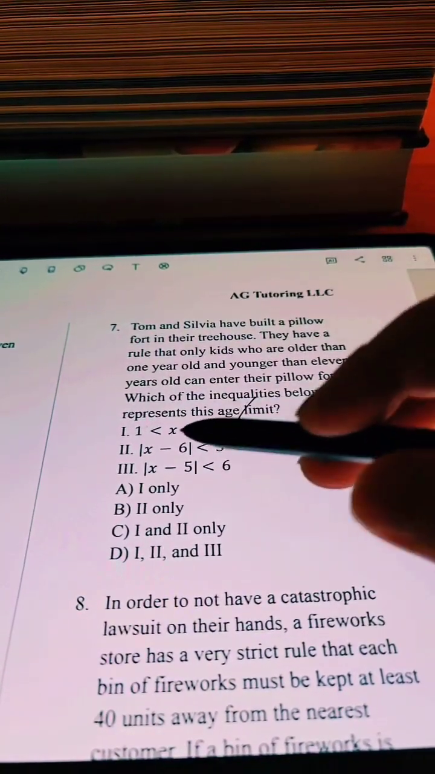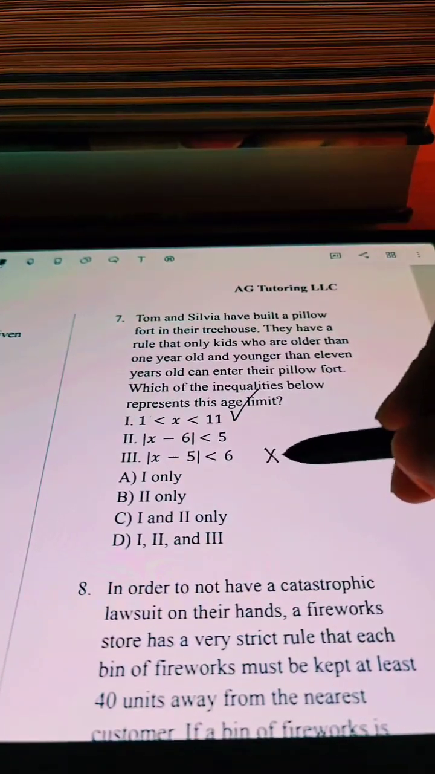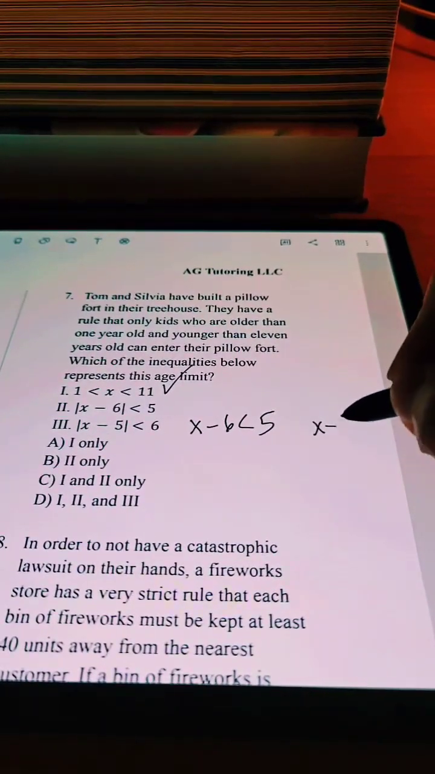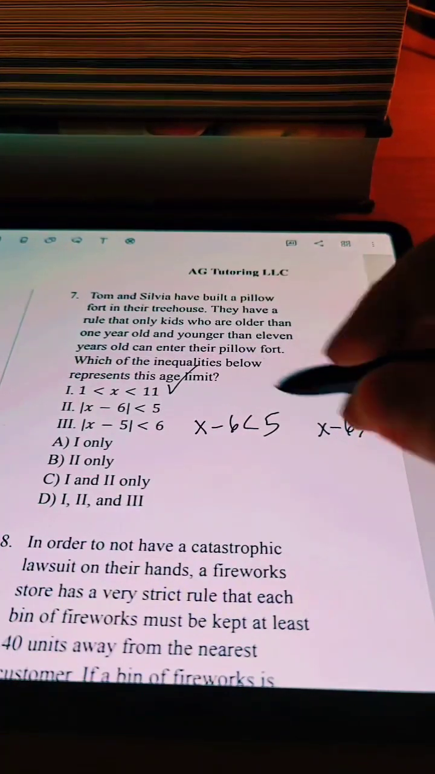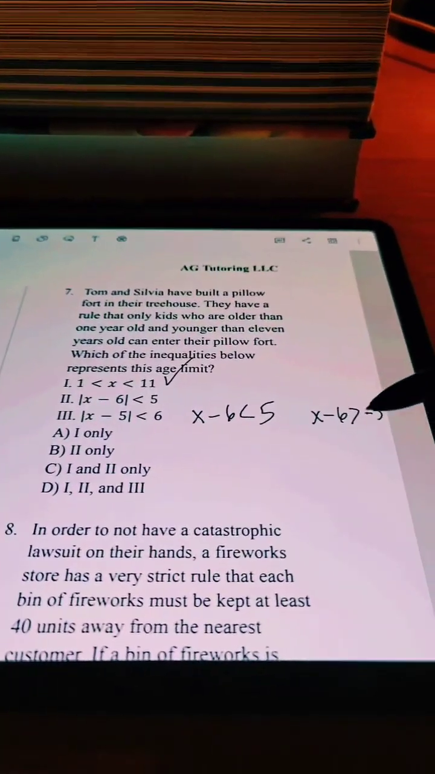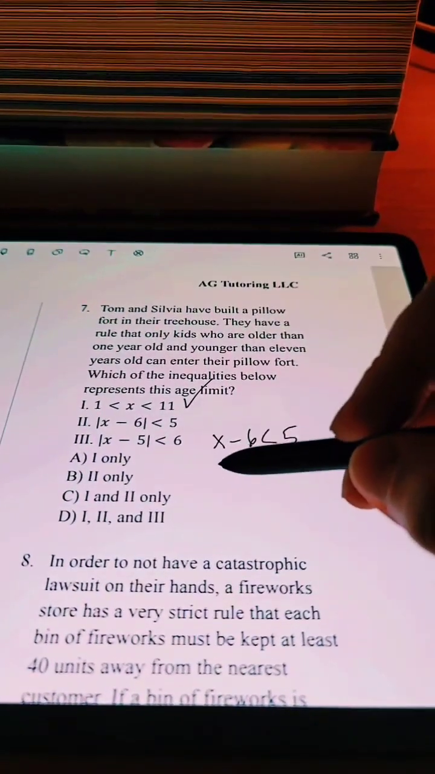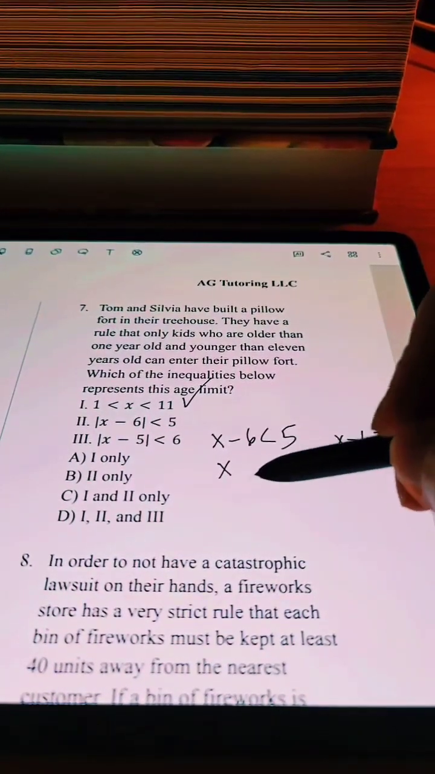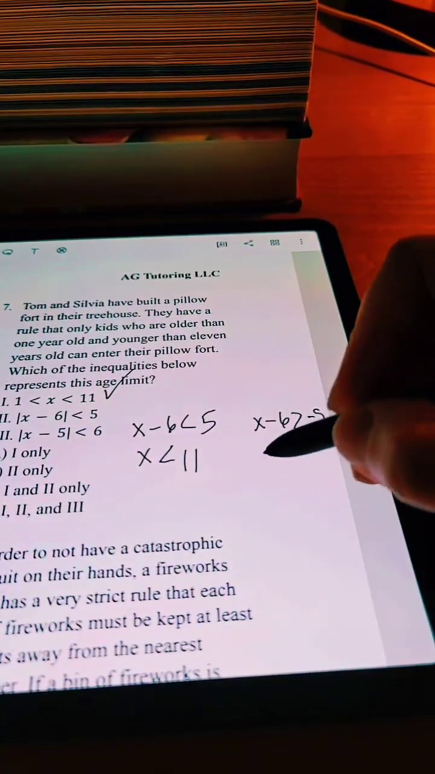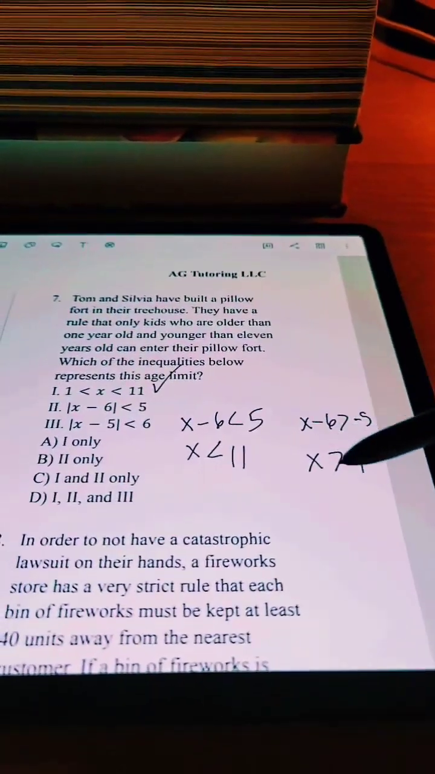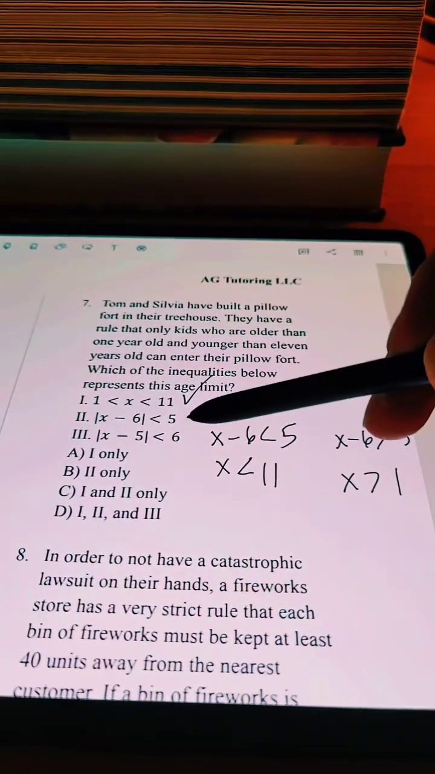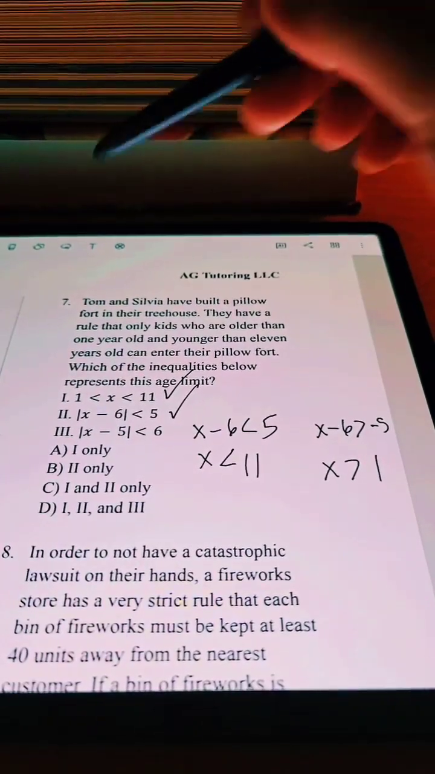Now, if you start doing number 2, if you say, okay, X minus 6 has to be less than 5, or X minus 6 has to be greater than negative 5, because you have to flip the inequality symbol when you change the sign, you could solve for X there. I'm going to add 6 to each side, so then X is going to be less than 11, and then I'm going to add 6 to each side here, so then X has to be greater than 1. So X has to be greater than 1, or less than 11. That's the same thing as number 1, which works, so that one's right.